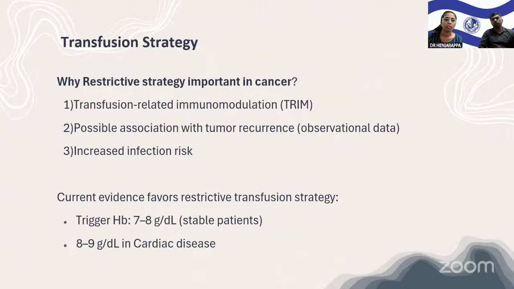Why it is important is because of transfusion-related immunomodulation, which can cause allogenic sensitization, possible association with tumor recurrence, and increased infection risk. So we'll keep as transfusion trigger hemoglobin for stable patients 8 gram per deciliter, whereas in cardiac patients 9 gram per deciliter.